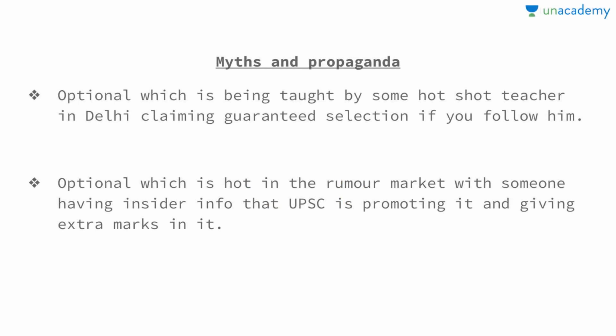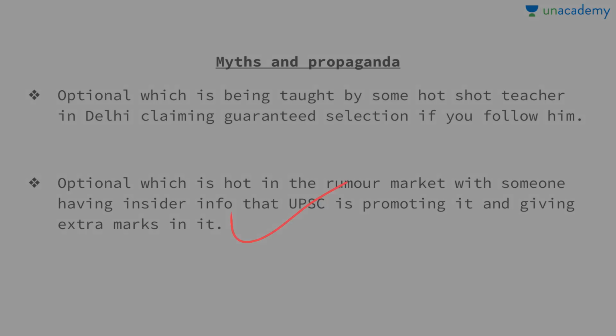And even if there are 15 people from geography, you just need one seat, right? You do not need 15 seats. Now an optional which is being taught by some hotshot teacher in Delhi claiming guaranteed success if you follow him, that is the perfect recipe for disaster. Now an optional which is hot in the rumor market, someone is saying that they have insider information that UPSC is promoting it and giving extra marks in it. This is also a perfect recipe for disaster. Unfortunately, people tend to believe such rumors.